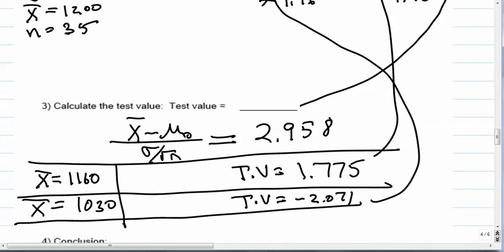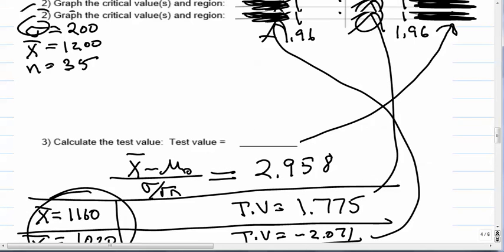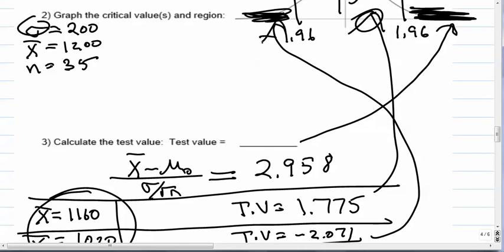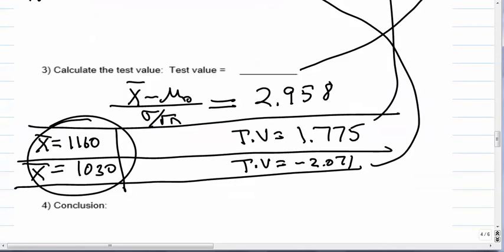So I'm just showing you, if you want a little bit extra practice, plugging things in. If x bar was 1160, you wouldn't reject. If x bar came out to be 1030, you would reject.